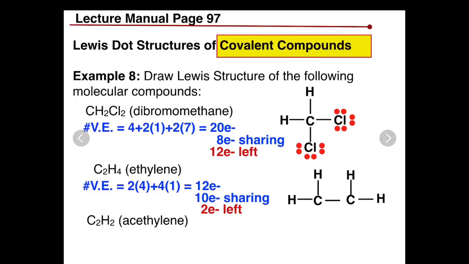Which one should get the 2 electrons then? Should I put 2 electrons around hydrogen? The answer is no, right? Because hydrogen already has a duet. So what if I divide this, 1 to each carbon?